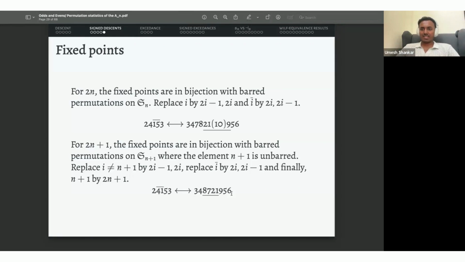This is easily reversible. The same thing for odd values, we will show that the fixed points are in bijection with barred permutations where the element n plus 1 is unbarred. So once again, if i is not n plus 1, replace i by 2i minus 1, 2i. We will replace i bar by 2i, 2i minus 1, and finally n plus 1 by 2i plus 1. This is a bijection. So this is an example for the bijection. So this is a proof for the theorem that we saw for disharmony.